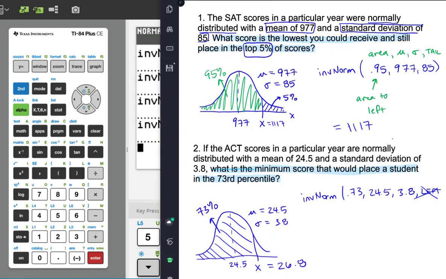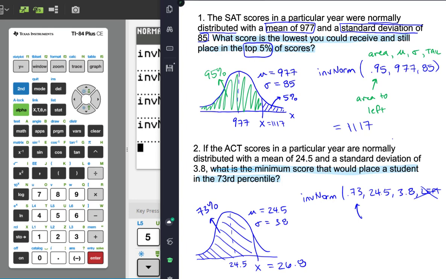And once again, just remember, we did not do the conversion on this number. We did not subtract it from 1 because it was already area to the left. If you have one of the older 84s and you're given area to the right, that's the only time you need to make sure you subtract that value from 1.